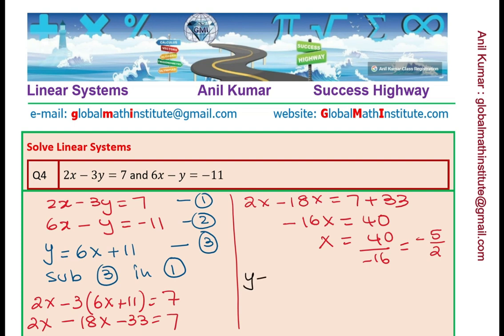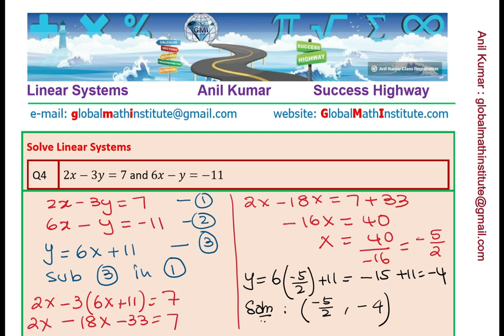And y will be equal to 6 times minus 5 by 2, right? Plus 11, which is 3 times 5, which is 15 minus, right? So minus 15 plus 11, which is minus 4. And therefore, the solution of this particular system is a coordinate point, x value being minus 5 by 2 and the y value being minus 4. Is that clear to you? So we applied substitution once again. Fractions are our answer. Both coordinate points should be shown.